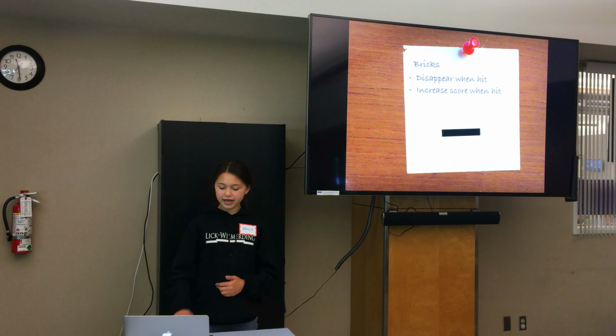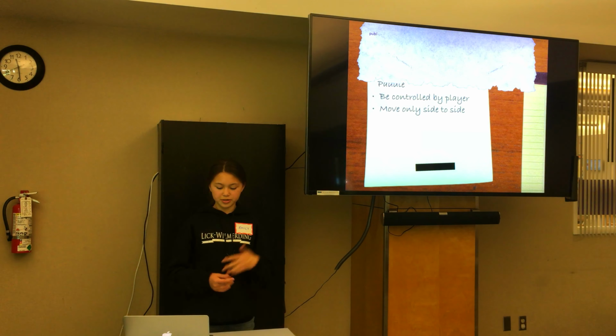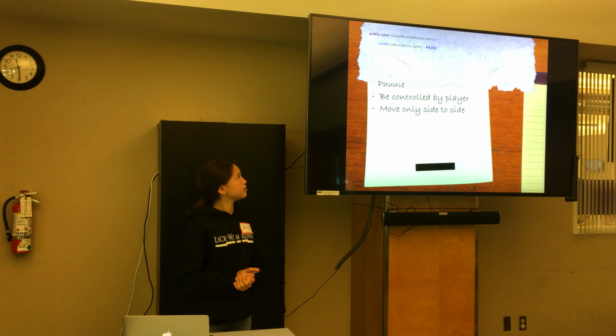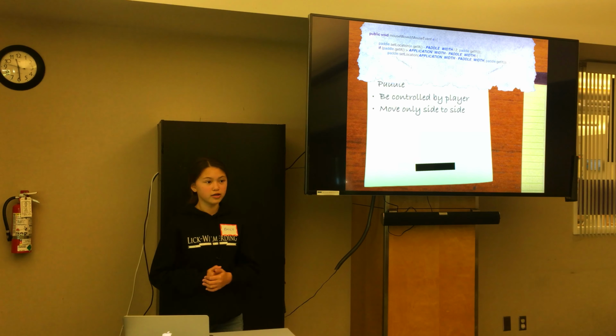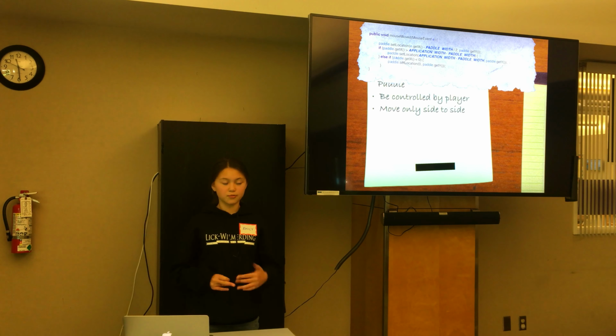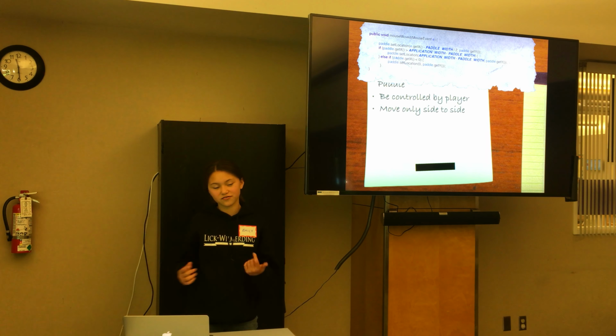And the last main element was the paddle, which had to be controlled by the player and move only side to side. This was the code that I used, and it was also fairly straightforward. What it did was it said when the mouse is moved, set the x location of the paddle to where the mouse is. But if the mouse is off the screen, set the x location of the paddle to the very edge of the screen.